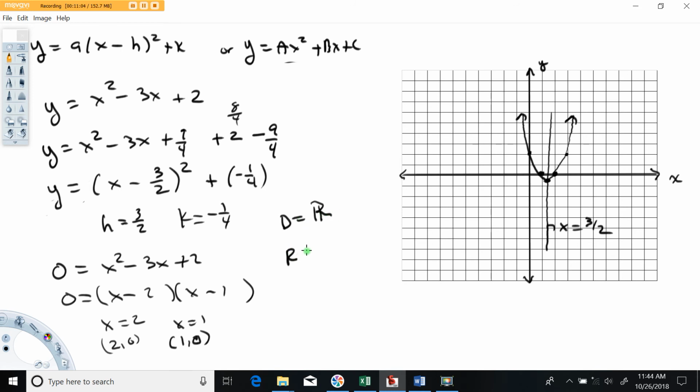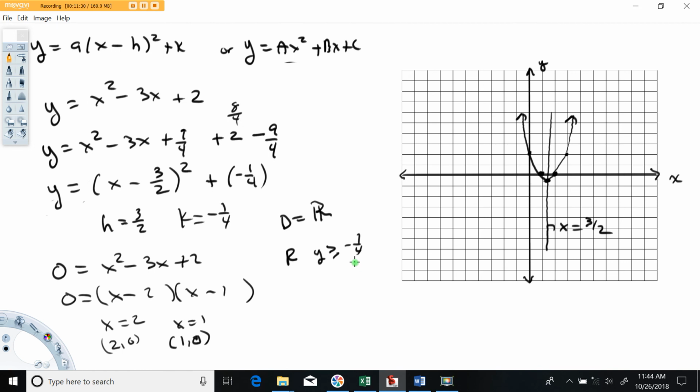Range. So what you typically do is look to your graph for the range. This function's y values are only above this point here, and this point is y equals negative 1/4. So our range, let's write it like this: y has to be greater than or equal to minus 1/4. All right, and we're done with that.